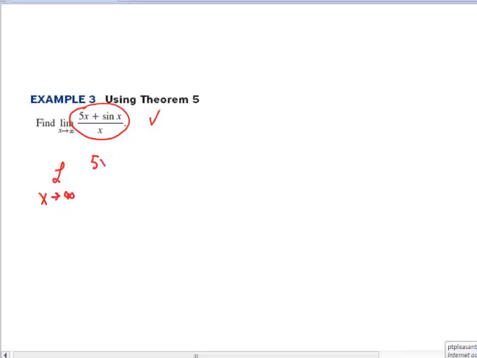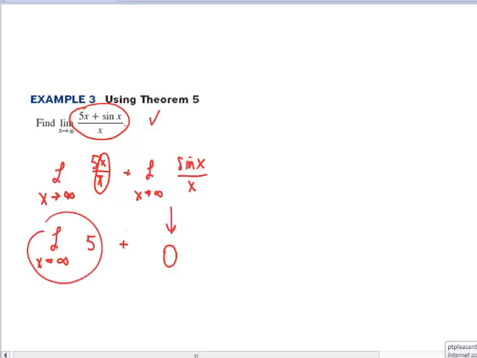I'm going to take this and turn it into the limit of 5x over x plus the limit at infinity of sine of x over x. Now from the previous example with the sandwich theorem, I know that this limit is going to head to 0. But this limit, because of the cancellation of terms, I know that the limit as x goes to infinity of 5 is going to equal 5. So the end result of my limit of this part and this part is going to end up being a value of 5.